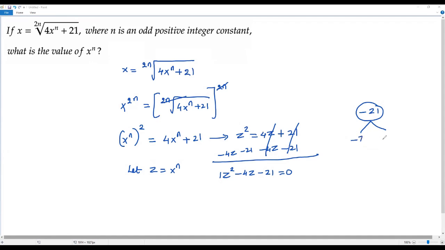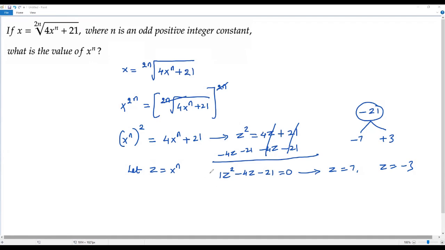I think negative 7 and positive 3 will work. When we multiply them, we get negative 21. When we add them, we get negative 4, which is the coefficient of z. Then to get the two values of z in this quadratic equation, we have to change the signs of these two factors. When I change the sign of the first factor, I am getting positive 7. When I change the sign of the second factor, I am getting z equals negative 3. Here I got two values for z, 7 and negative 3.